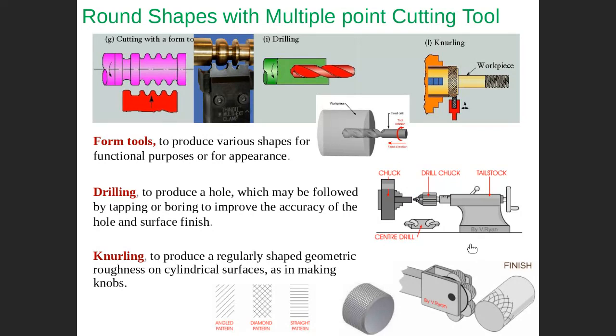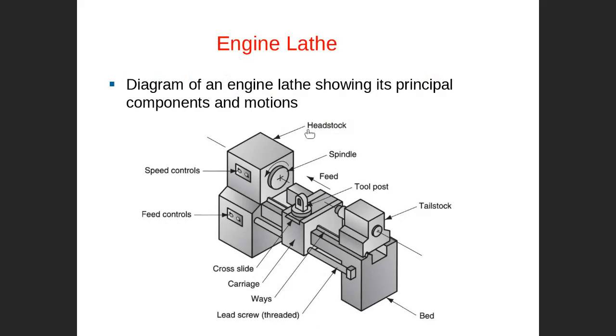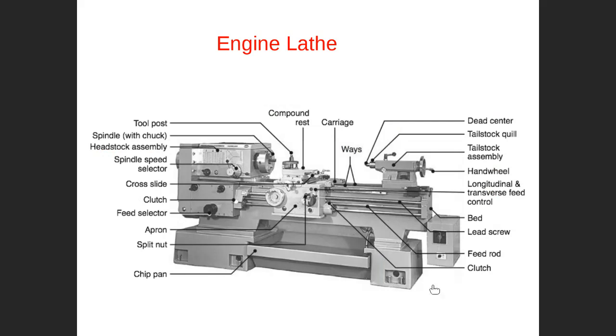Yes. These are processes that can be done in a lathe machine. I hope you understand. This is a typical machine. Again, this is the tail stock. Remember, this is the head stock. This is a tail stock. This is a tool post. This is a carriage. This is a lead screw. This is a spindle. This is a typical lathe machine.